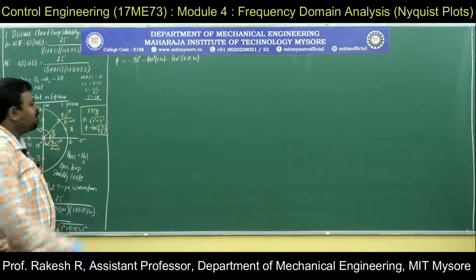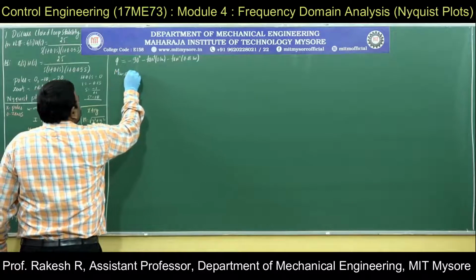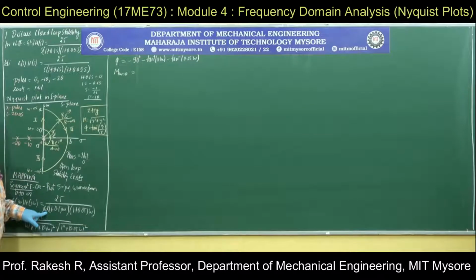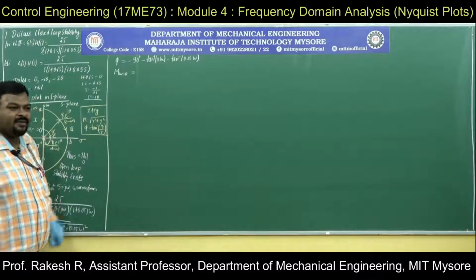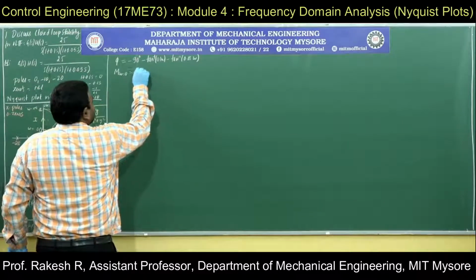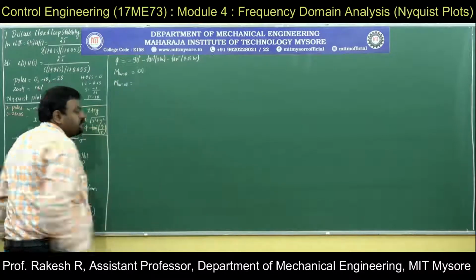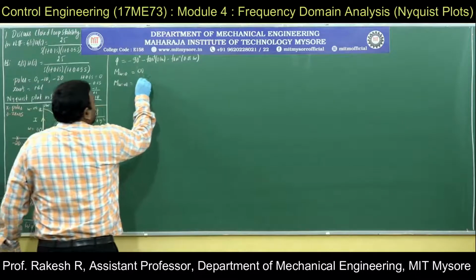We have to find out what is the magnitude when omega is equal to 0. See here, if you give omega is equal to 0, anything by 0 is infinity, so the magnitude at omega is equal to 0 is infinity. Similarly, the magnitude at omega is equal to infinity is, anything by infinity is 0, that we have calculated.